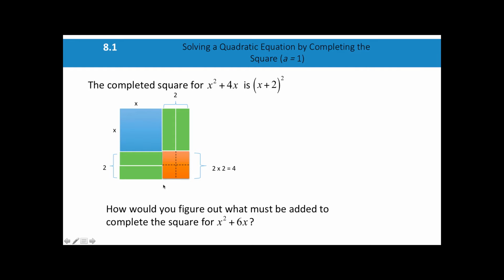So that's our square. Now, how would you figure out what must be added to complete the square for x squared plus 6x? In this one, it was 4x, so we had 2 and 2. What would you do for 6x? Go ahead and pause the video if you like and think about what that would look like.